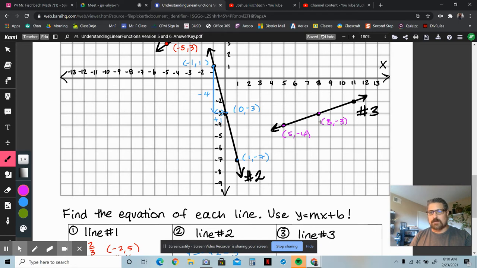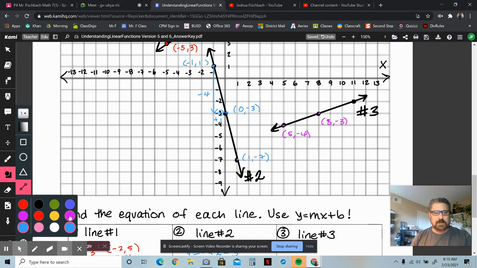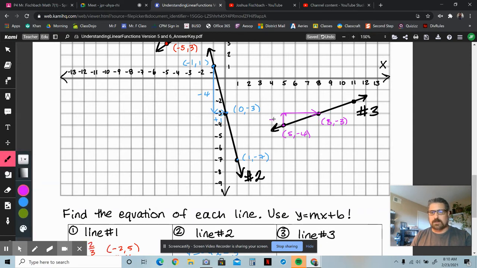And so once I have those 2 points, ask yourself, what is the slope? So the slope for this line is that you're going to go up 1, and to the right, looks like 3. So your change in y is positive 1. Your change in x is positive 3. So change in y over change in x is going to be 1/3, right?